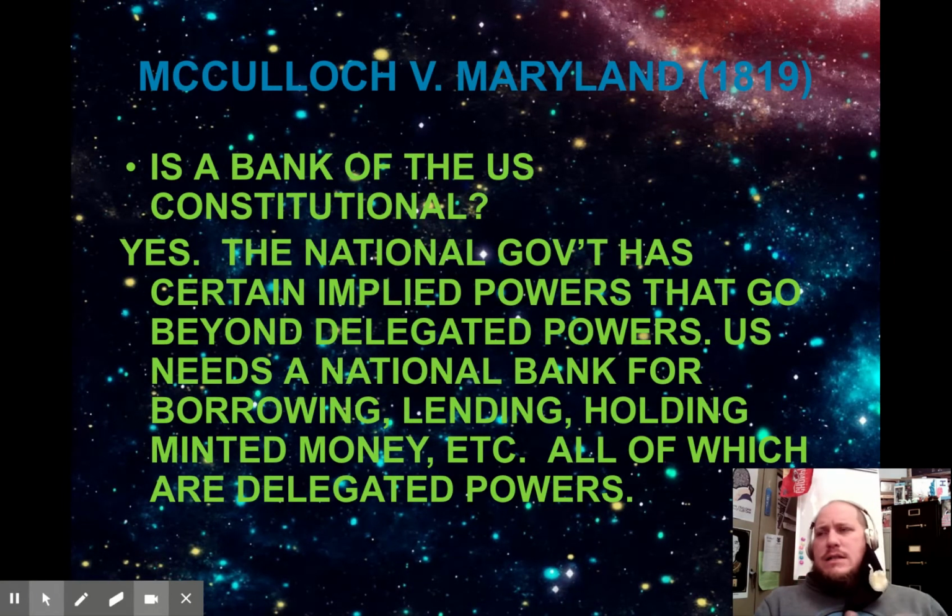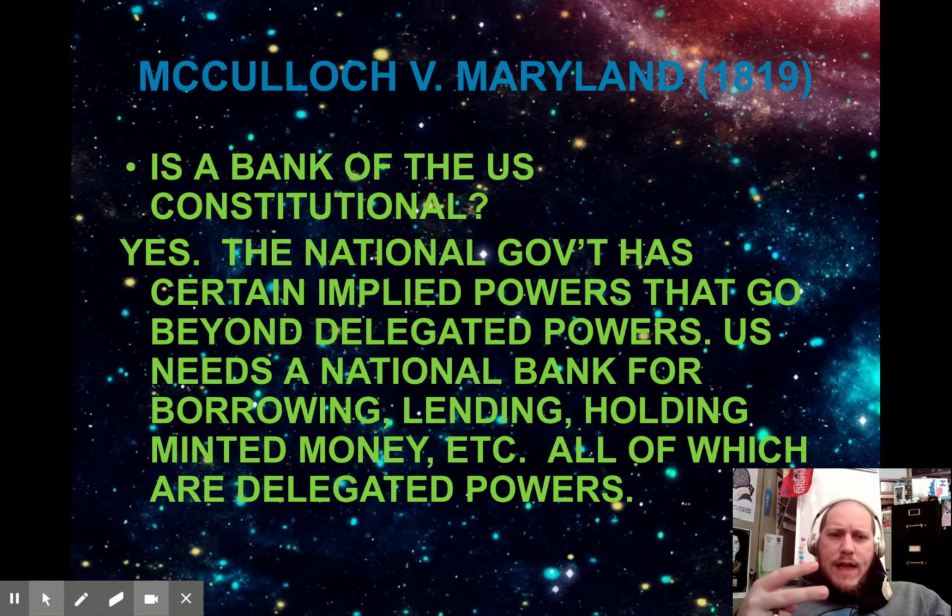And they use the necessary and proper clause to say that a bank is a predictable extension of some of the enumerated powers, right? The federal government in Article 1, Section 8 is given the ability to borrow and lend money, to hold minted money, right, to do the kinds of things that a bank does. So they use the necessary and proper clause to say that since the creation of a bank makes it easier for the national government to do all of those financial things, a bank is constitutional, even though it's not explicitly written about in the Constitution.